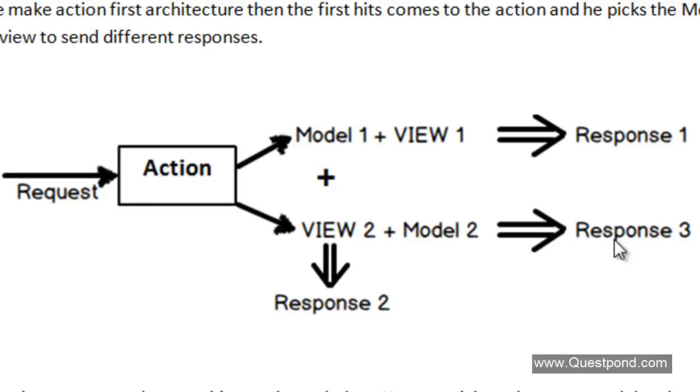Why? Because in web form, the view is already fixed because the first hit comes to the view. So when the view is already fixed, it cannot make a permutation or combination by itself. You can do it, you can put in a lot of flags and do a lot of things, but that would make the page very complex.